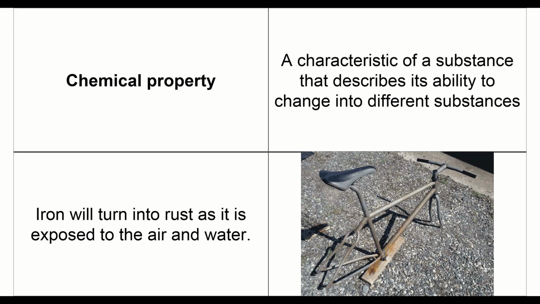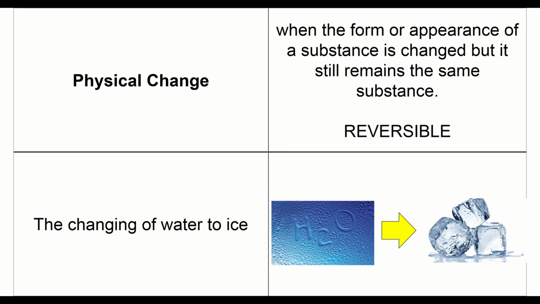And so that's why it'd be a chemical property, and we'll talk about how we define that with the changes in a moment here. Okay, section 1.4, last section. We can do it. A physical change is when the form or appearance of a substance is changed, but it still remains the same substance, which means it's reversible.